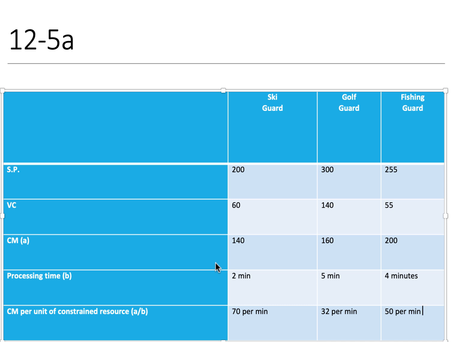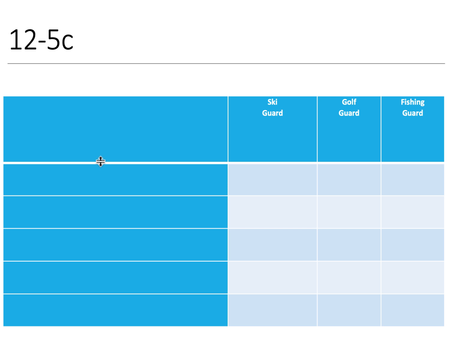by each product. So we're going to do the same exact thing, but instead of processing time being our constraint, it's going to be plastic pellets. So we're going to do the same exact thing, right? What's the selling price? For Ski Guards, 200. For Golf Guards, 300. For Fishing Guards, 255.